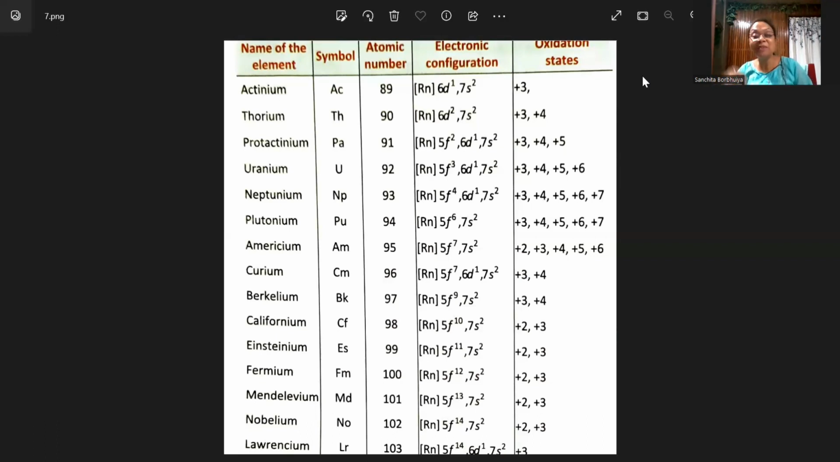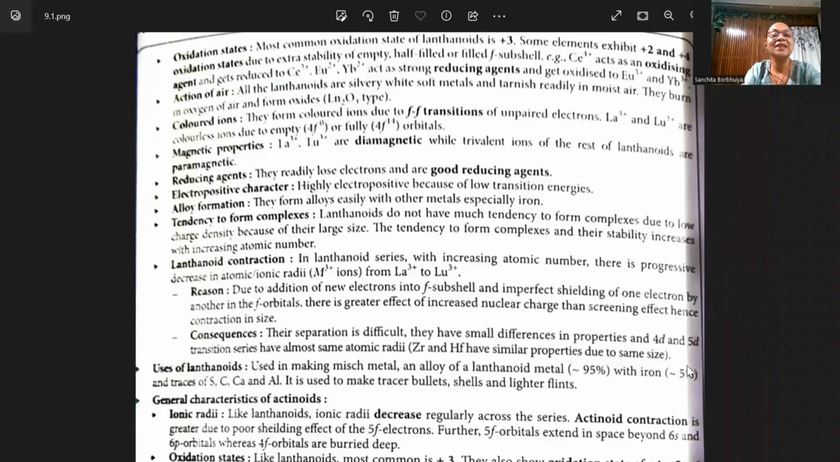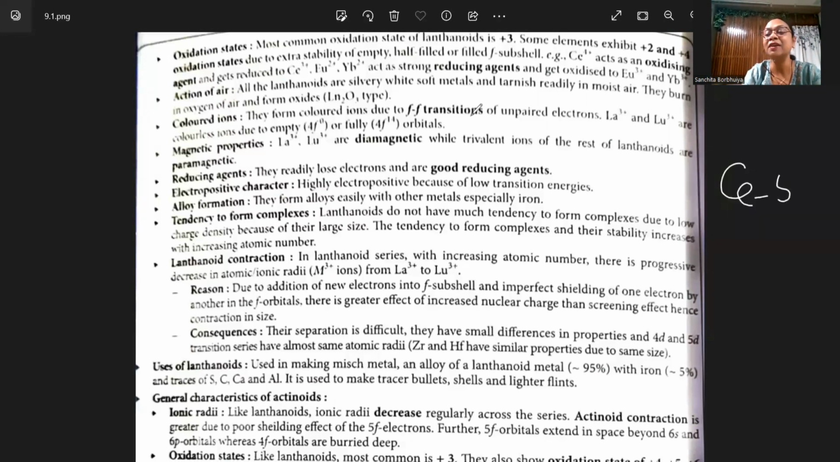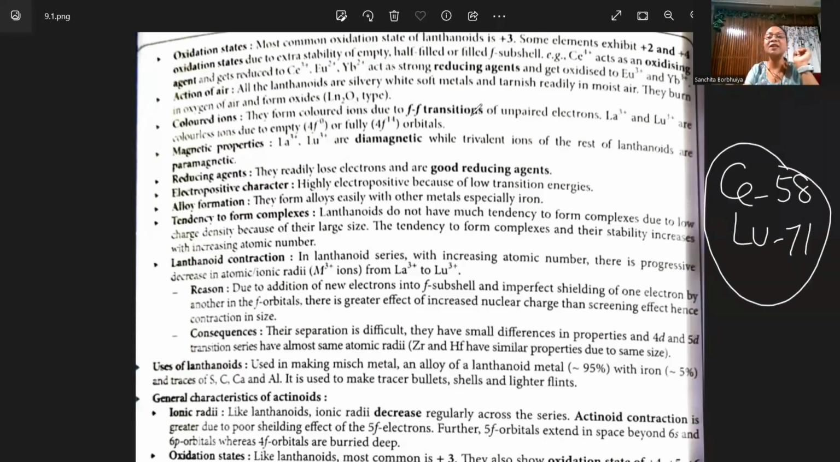So you can make out that the +3 oxidation state is the most common oxidation state, not only for actinides, even for lanthanides. Okay, if you want, you can pause. You have your lanthanoids. The lanthanoids start with cerium, atomic number 58, to lutetium, atomic number 71. So cerium to lutetium, I've already listed. If you want, you can learn it by heart. If you know the electronic configuration, you would be able to handle most of the questions related to that.